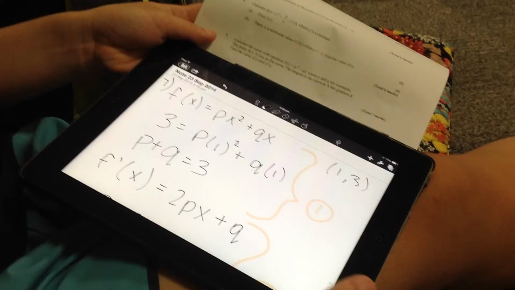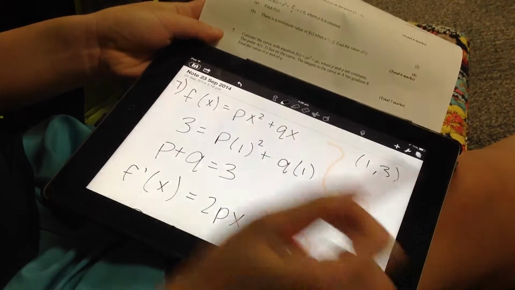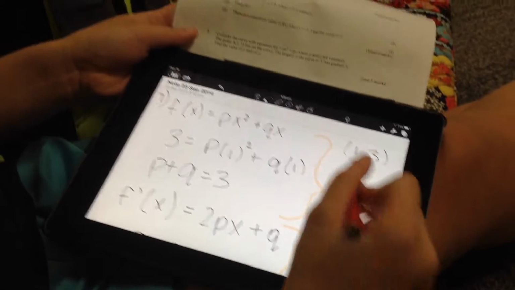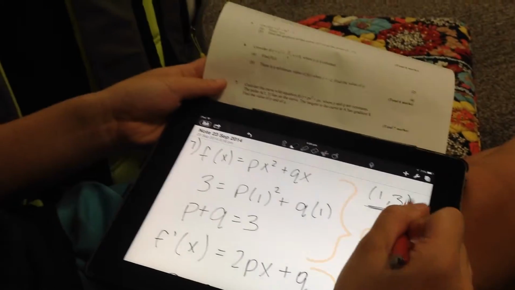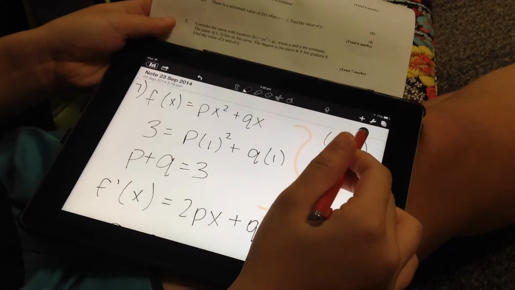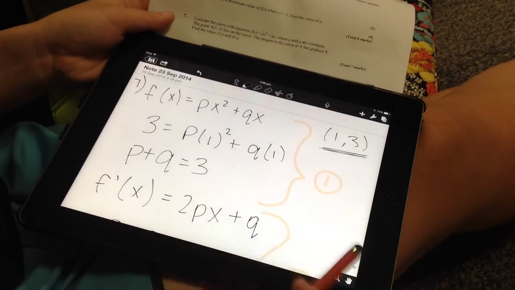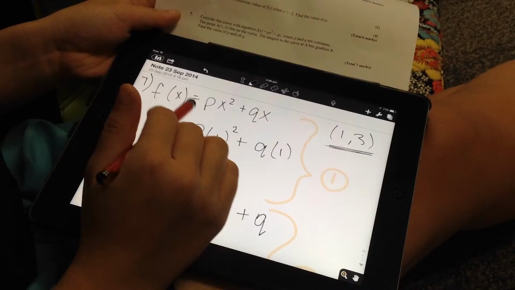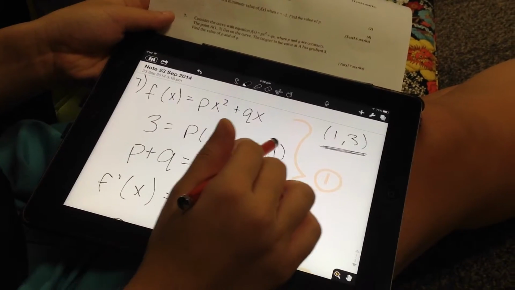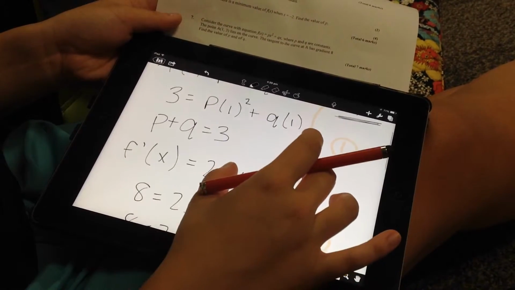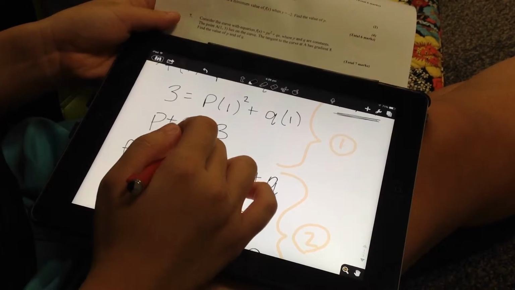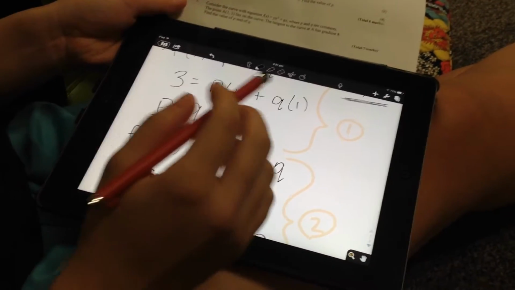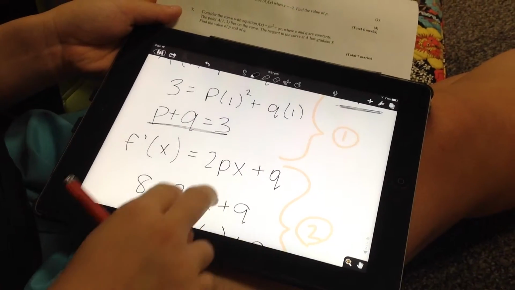So for the first part, we use this equation f of x equals px squared plus qx that was given. We plugged in the x and y coordinates that were given to us, which is (1, 3). So here we have 3 equals p times 1 squared plus q times 1. And once that's simplified, we got p plus q equals 3. This is one of the equations that was used. And then we found another equation and formed a system of equations.